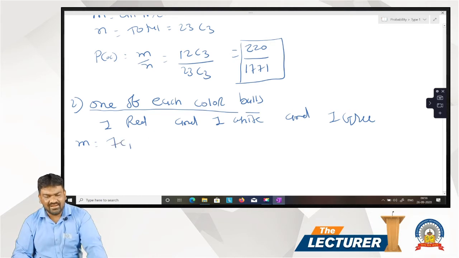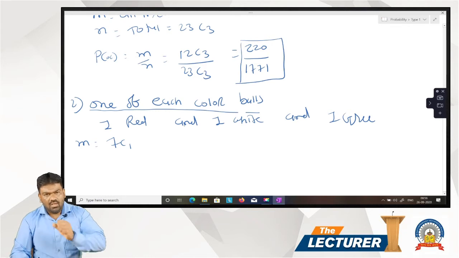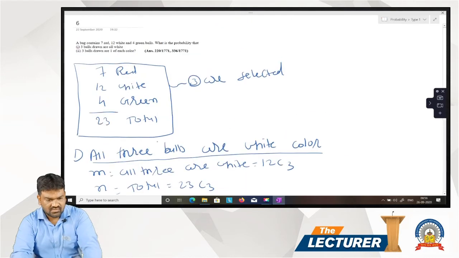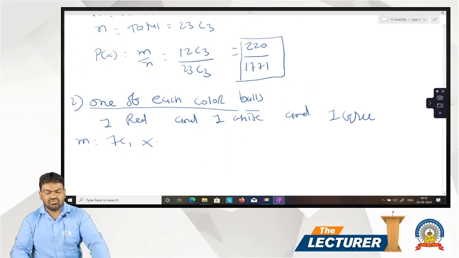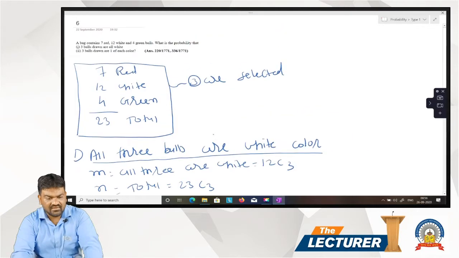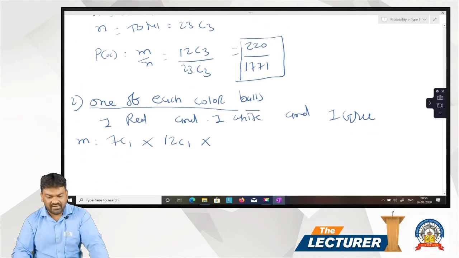In probability, AND means multiplication and OR means addition. And multiplication, 1 white, there are total 12 white, out of 12, 1 will be selected. And 4 green, out of 4 green, 1 will be selected, 4C1. So 7C1 is 7, 12C1 is 12, 4C1 is 4. 7 multiplied by 12 multiplied by 4, 336.